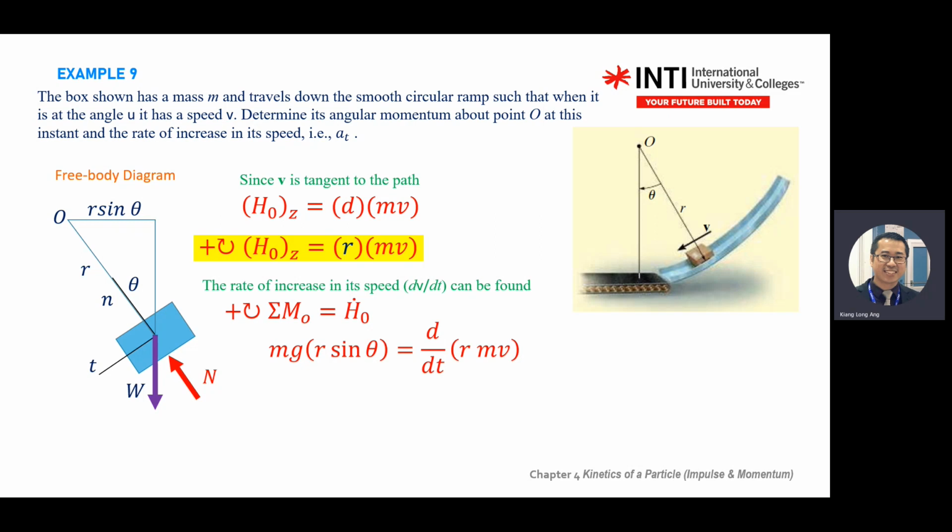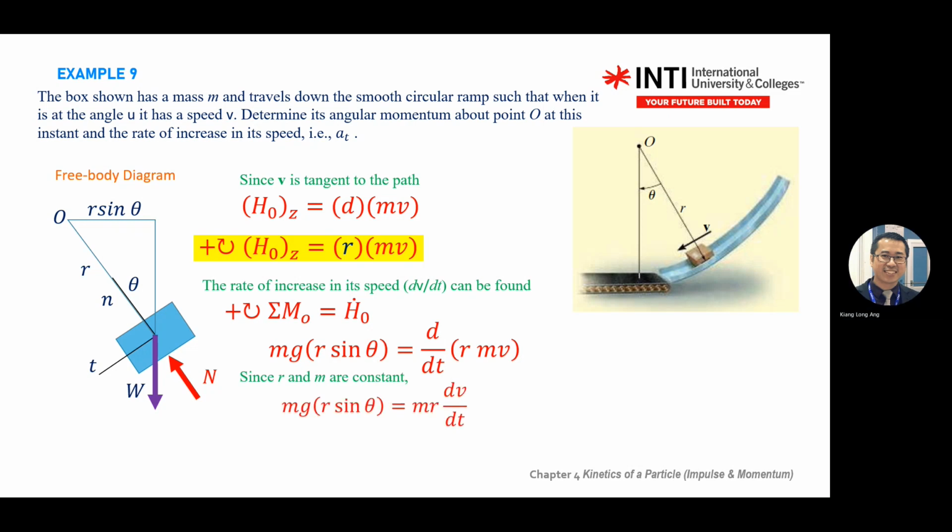Then the right-hand side is the change of your angular momentum, d/dt of R mv. So momentum times R is your h, d/dt. R constant, m constant. You can rewrite the equation. This one pulls out, you write equal to a. This is your acceleration. And you can cancel m. Cancel R. So you'll get g sin theta equal to dv/dt.